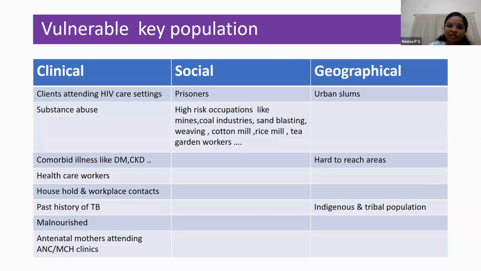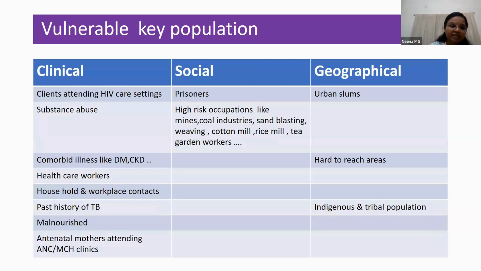That is geographically, people who are living in urban slums or the indigenous tribal population, and people who are working in high-risk occupations like miners, the coal industry, sandblasting. Maybe in our scenario, a quarry worker. Silicotuberculosis is very common here.